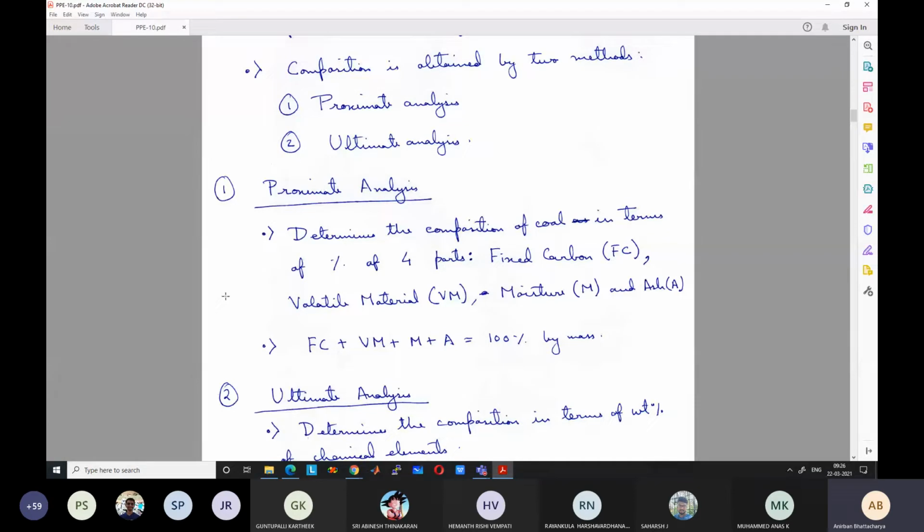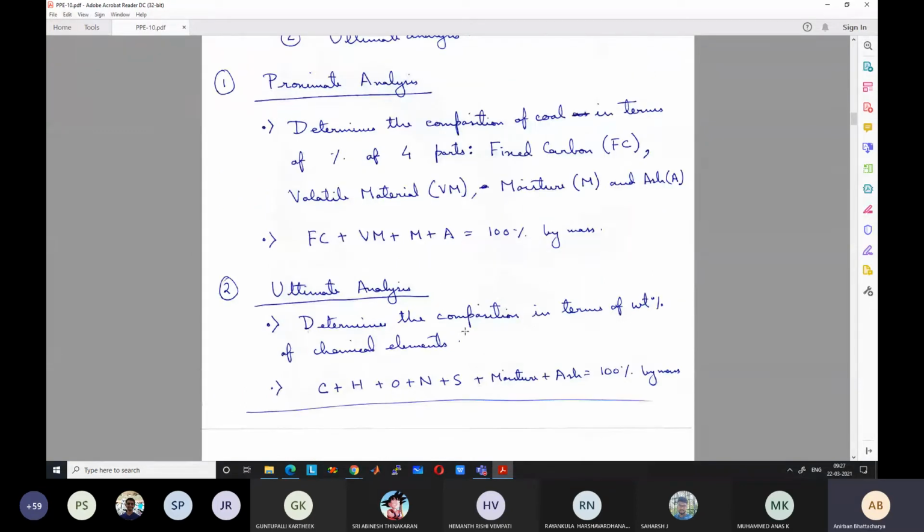And there are different grades of coal. We will not go into details, like anthracite, lignite, bituminous coals. You can read about them from any source. Anthracite is considered the best quality of coal, which has a very high quantity of fixed carbon. Then bituminous and sub-bituminous coals are there. So depending on the composition, we can classify them.